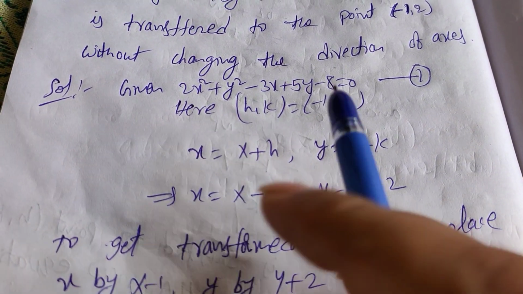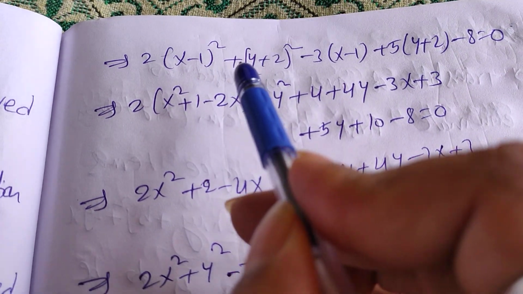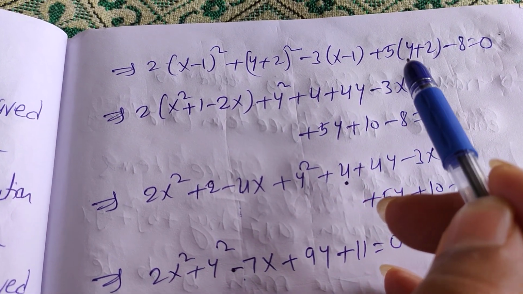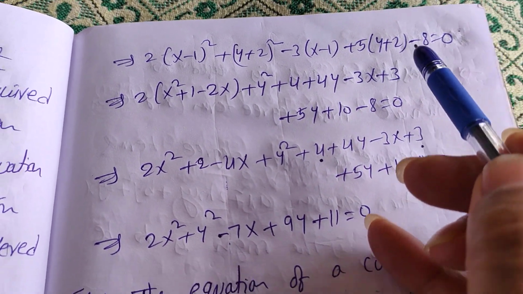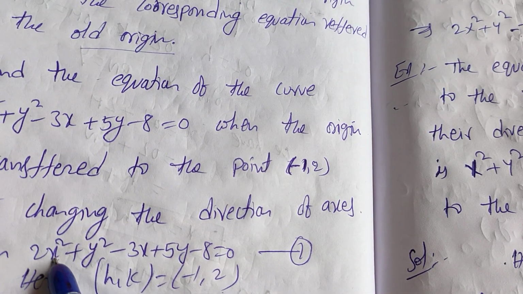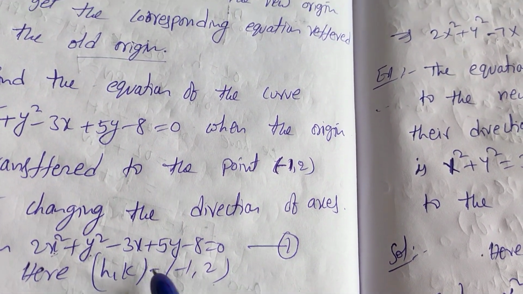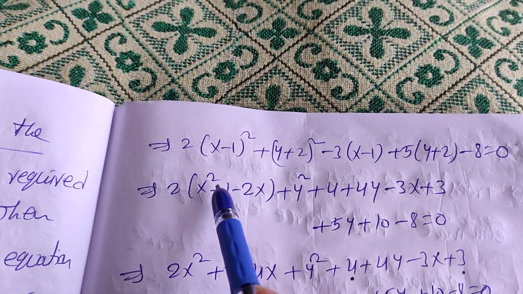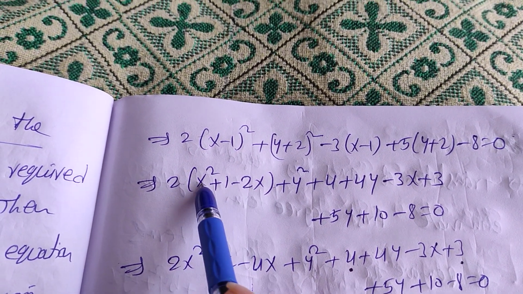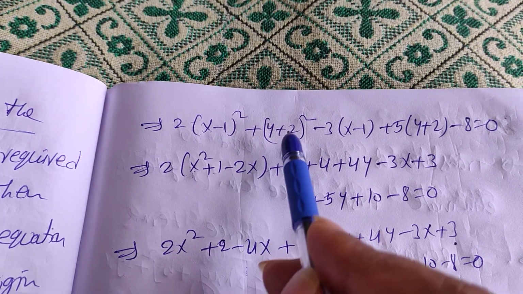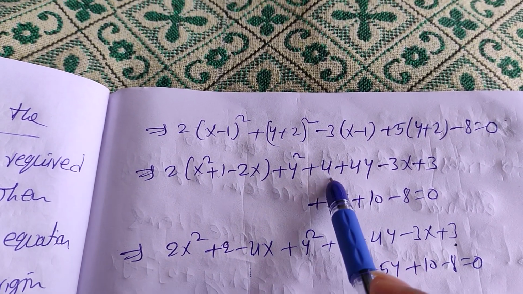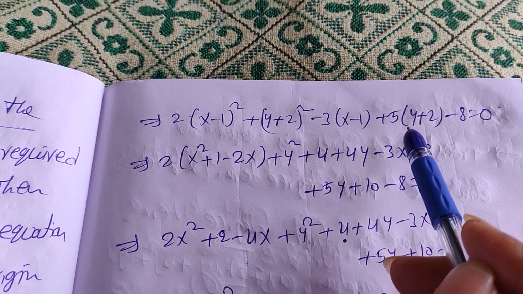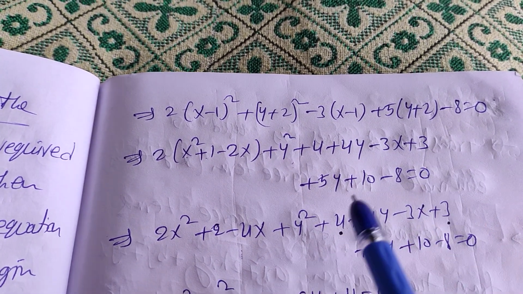So that means 2 times (x minus 1) whole square plus (y plus 2) whole square minus 3 into (x minus 1) plus 5 into (y plus 2) minus 8 is equal to 0. I just substitute x minus 1 in the place of x, and y plus 2 in the place of y in this given equation. Expand this one: (a minus b) whole square is a square plus b square minus 2ab. That means x square plus 1 minus 2x plus y square plus 4 plus 4y minus 3x plus 3 plus 5y plus 10 minus 8 is equal to 0.